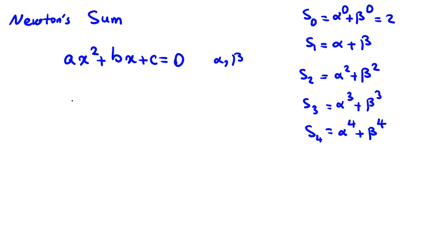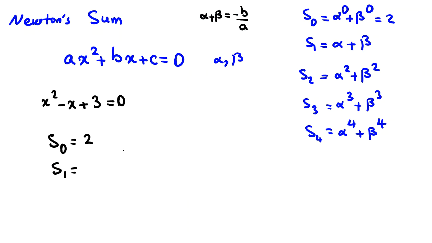So we say what? I think for checking one example at first it's better. Suppose, for example, x squared minus x plus 3 equal to 0. So S0 is what? It is so much easy, it is 2. S1 is what? We had a formula from the previous part. Alpha plus beta is negative b over a. So S1 is what? Alpha plus beta.